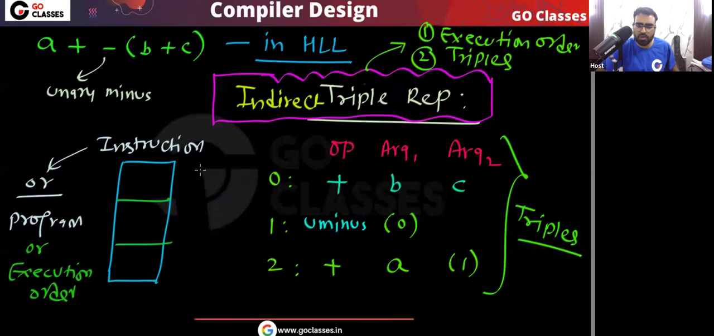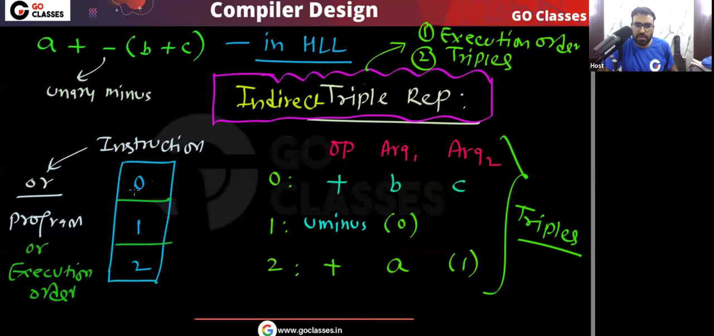So what will be the execution order here? Execution order might or might not be changed. Execution order might be changed during optimization. During optimization, if you want to change the execution order, then you can change it. But in this particular question, there is no discussion of changing the execution order, yes or no? There is no such discussion, so we can directly say that execution order is basically 0 1 2.